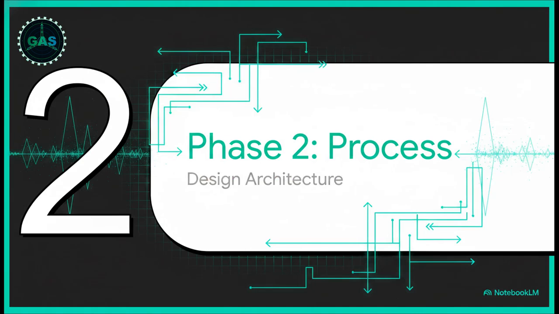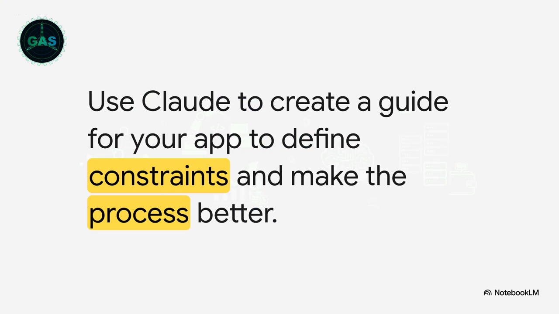Moving right along to Phase 2, Process, Designing the Architecture. Before a single line of code is generated, you must establish a strict standard operating procedure. What you'll do is prompt a powerful AI model to act as your chief architect. Instruct it to outline the precise constraints, core features, and the exact data it will process. Applying this executive-level rigor up front prevents the AI from hallucinating useless features later down the line.